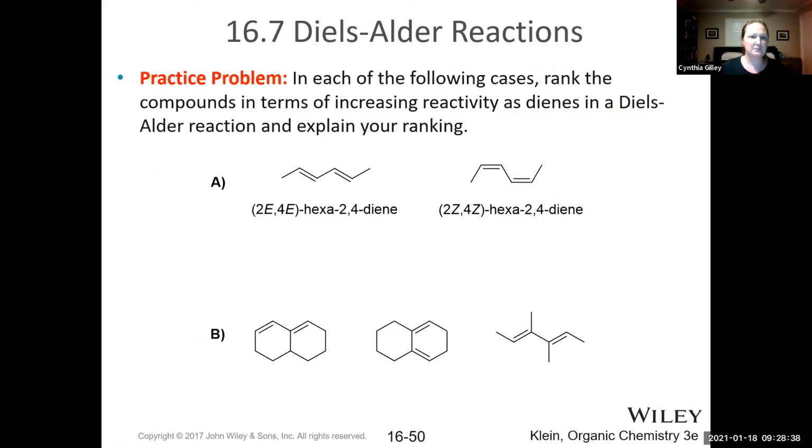First, let's do a practice problem. In each of the following cases, rank the compound in terms of increasing reactivity as dienes in a Diels-Alder reaction and explain your ranking. You'll need to do some S-trans to S-cis interconversions to answer part A, but probably not to answer part B, although you could rotate this one if you'd like. Go ahead and pause the video, work on it, and then resume when you're ready.